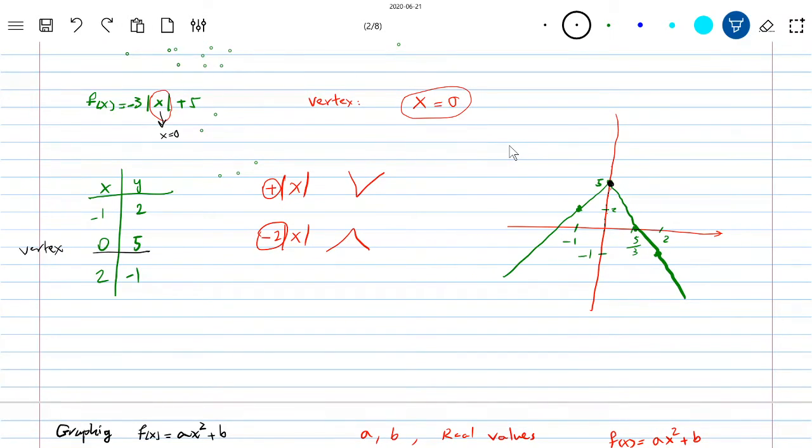If you look at the coefficient, it is -3. Since it's negative, I expect it to be a downward V. I expect this case since the coefficient is negative. And how do you graph precisely? Pick a couple more x values. I picked -1 and 2.